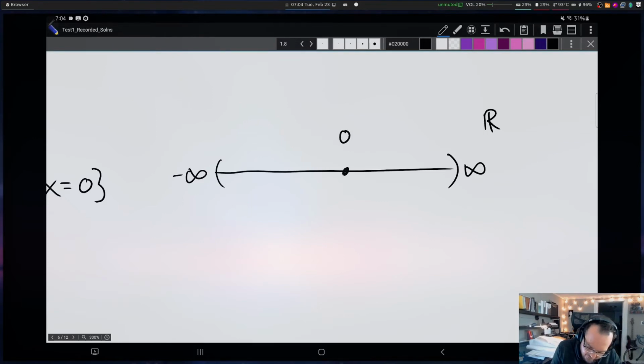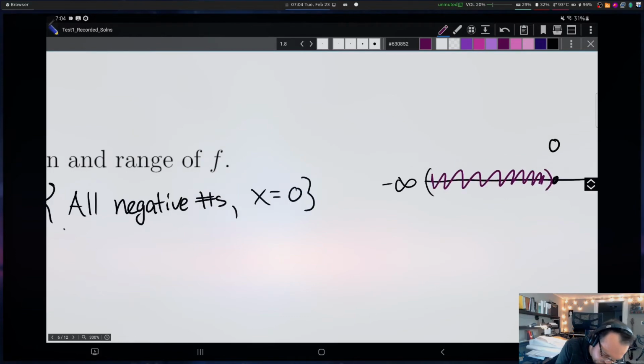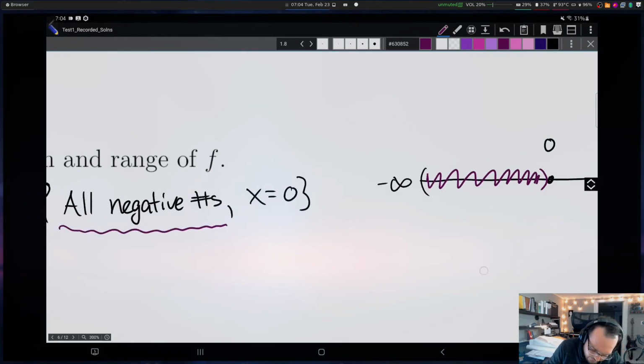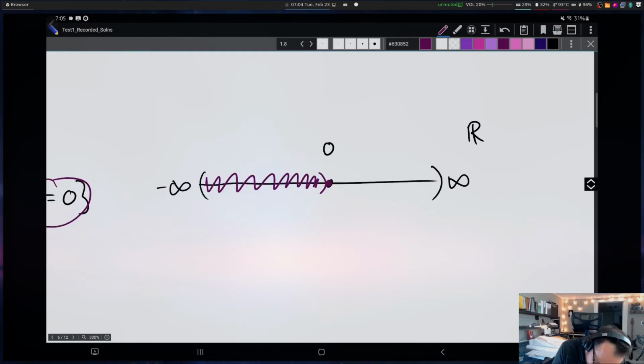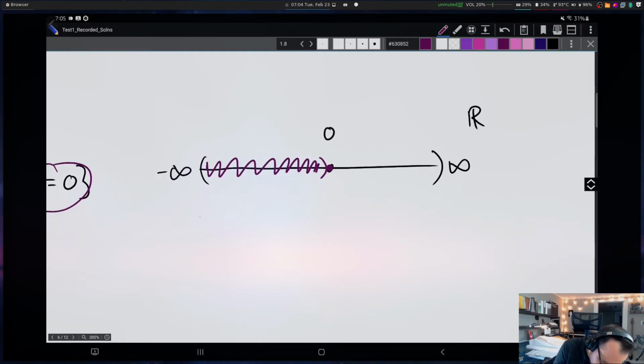Let's talk about all the stuff we have to throw out. So all the stuff we have to throw out is over here, all of the negatives, up to, not including 0, so that's just coming from having to throw out all the negative numbers. And then there was a separate thing where we actually had to throw out 0 too, so we have to throw this out. So we're deleting this: negative infinity to 0 is deleted.